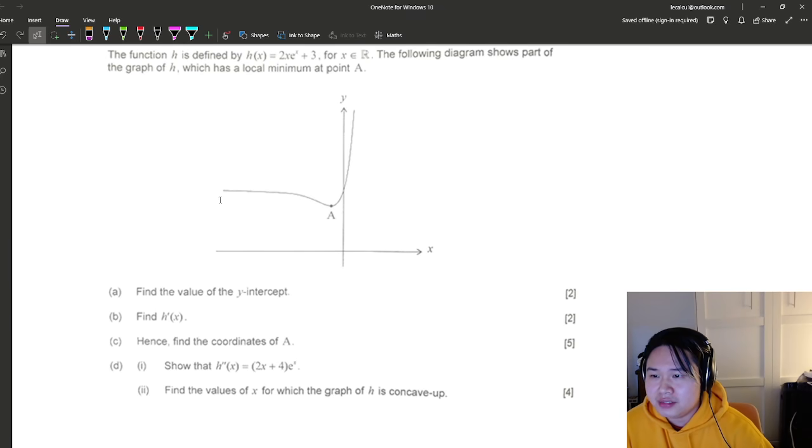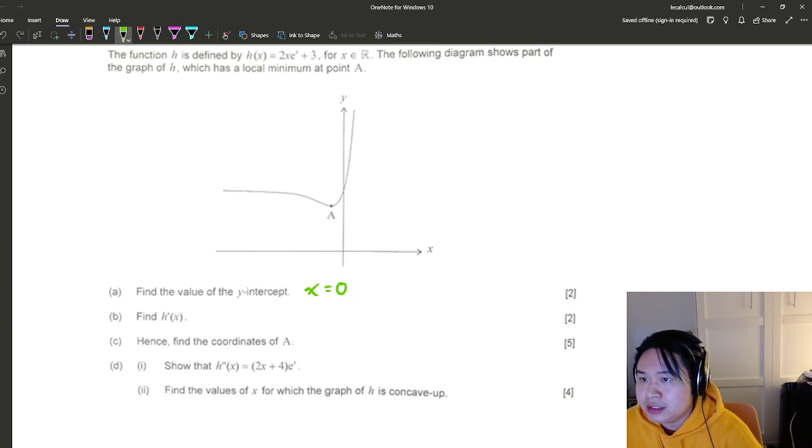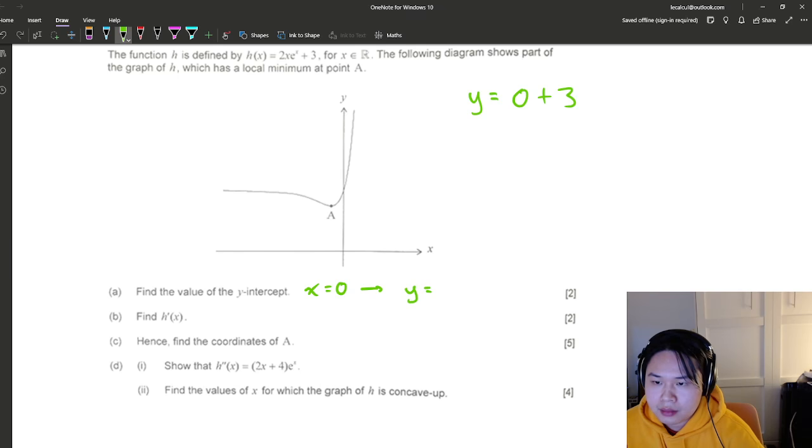Okay, here's your function. It looks weird. And then we need to find the value of the y-intercept. So we're just gonna substitute in x equals 0. So if we do that, you get y equals 0 plus 3. So this is 3.